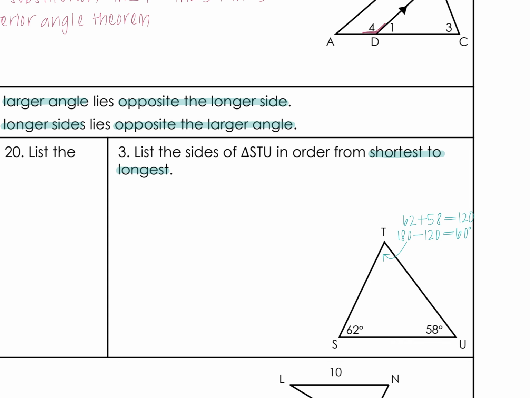So I can use my shortest one, the smallest angle, is going to be this angle here, that 58 degrees. And so opposite of that would be the side we don't touch. And that would be that side TS. Then we would have that 60 degrees. So opposite of my 60 would be that US. And then lastly, we have that 62 degrees. So opposite of my 62 degrees would be that side TU for my longest.